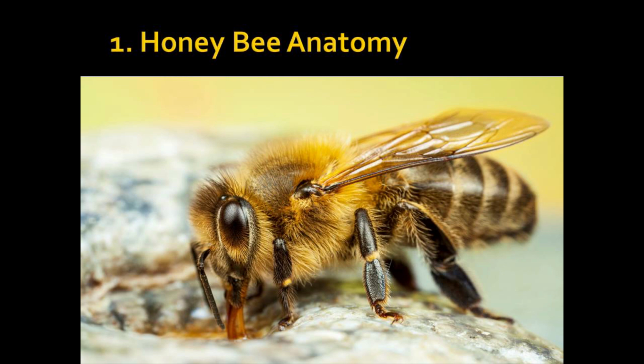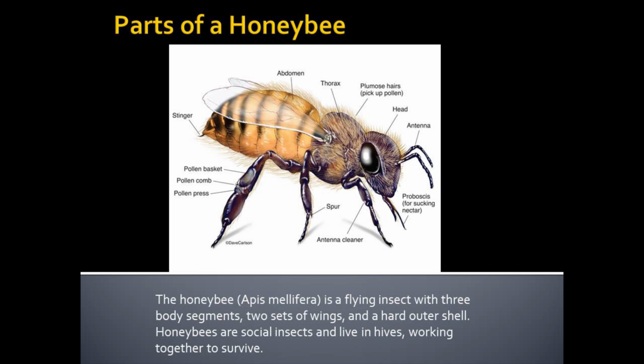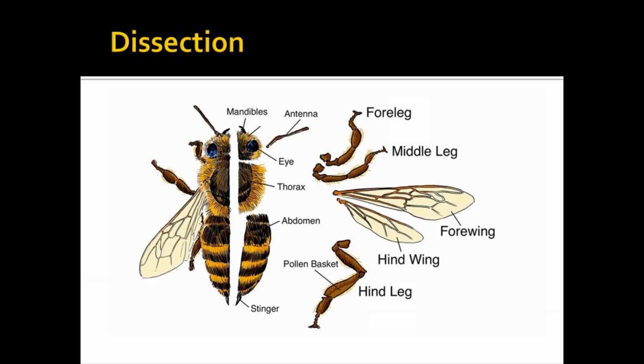Honeybee anatomy. Parts of a honeybee. The honeybee is a flying insect with 3 body segments, 2 sets of wings, and a hard outer shell. Honeybees are social insects and live in hives working together to survive. When I'm looking at this honeybee, I like to dissect it so I can sketch each of the parts individually.